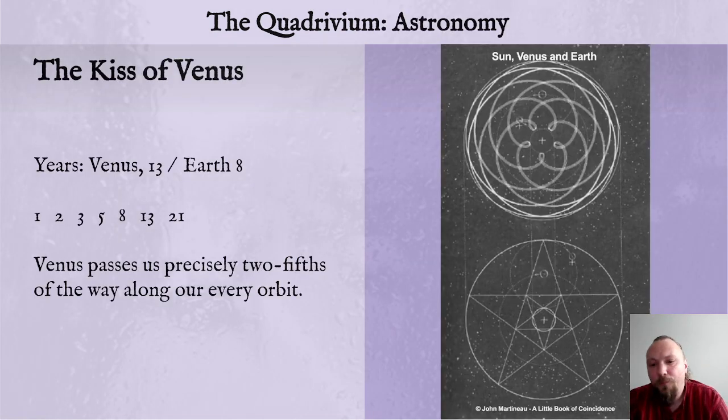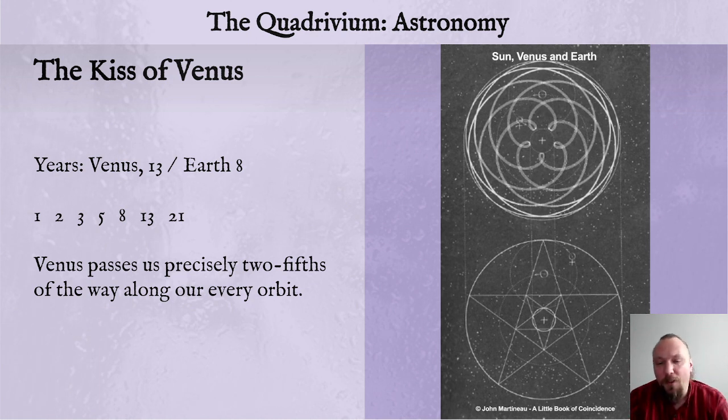Okay, so it's not so much a lowdown of astronomy. I just want to pick a few things out of the art of astronomy to give you a taster of how the liberal arts approach it. So I've got a couple of things here from the Quadrivium book that I recommended earlier. So this phenomenon is known as the kiss of Venus.